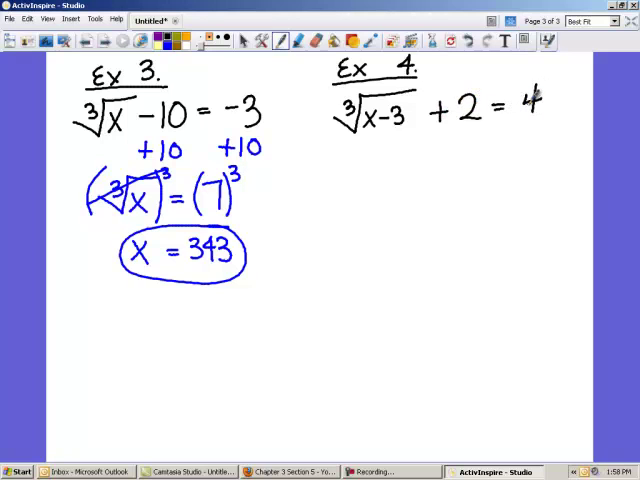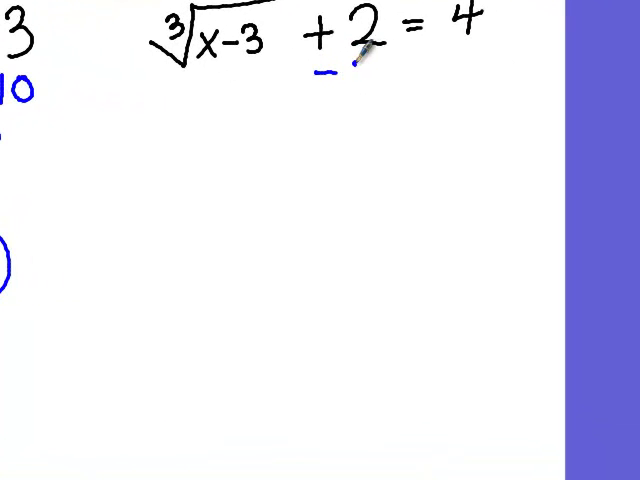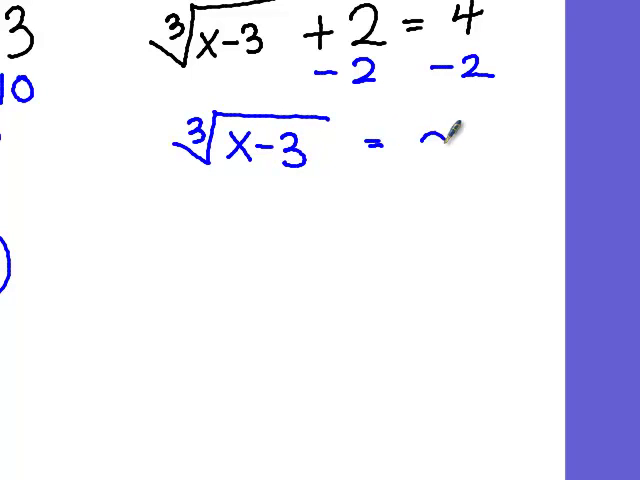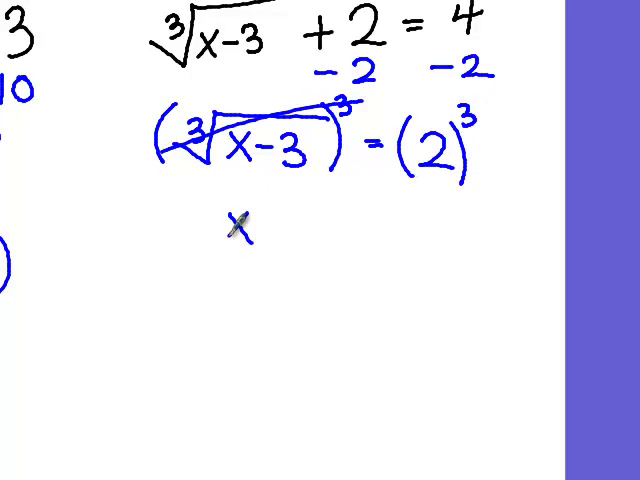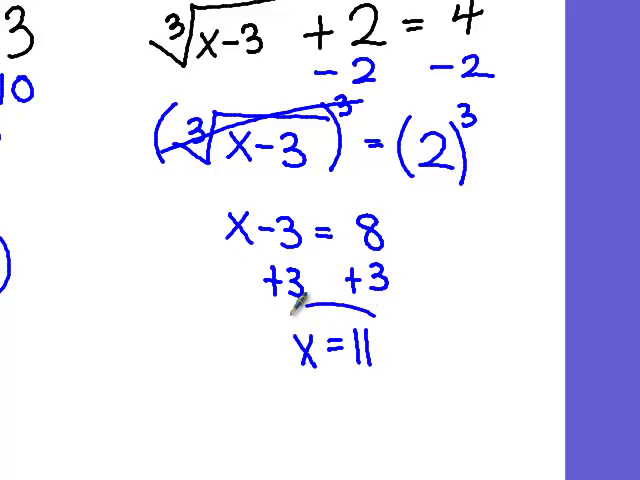Okay, over here we want to get everything away from the radical, so we're going to subtract 2. And now, because we have just the radical left, we're going to take everything and put it to the third power, which will cancel. And 2 to the third power is 8. We add 3 to both sides, and we get 11.